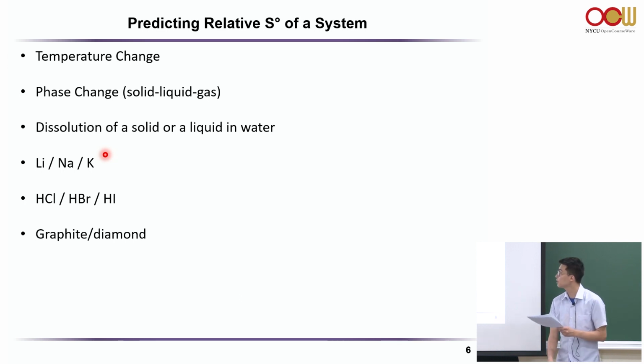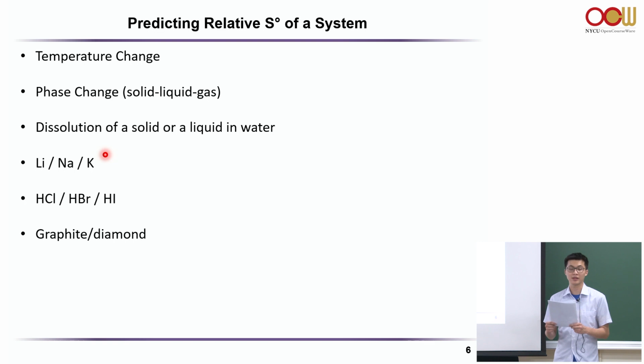So for lithium, sodium, potassium, in your book, it's described as a heavier atom having more microstates. Because the bigger the atom, the more electrons, right? And we know these outer electrons have a probability of existing at certain regions. So the bigger it is, the more possibilities. So you need to deal with more of these electron-electron interactions.